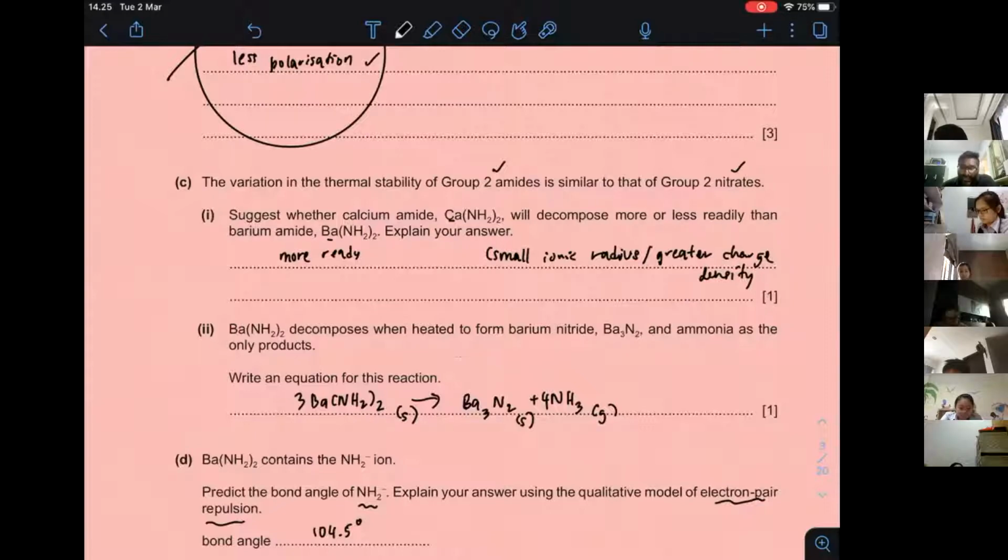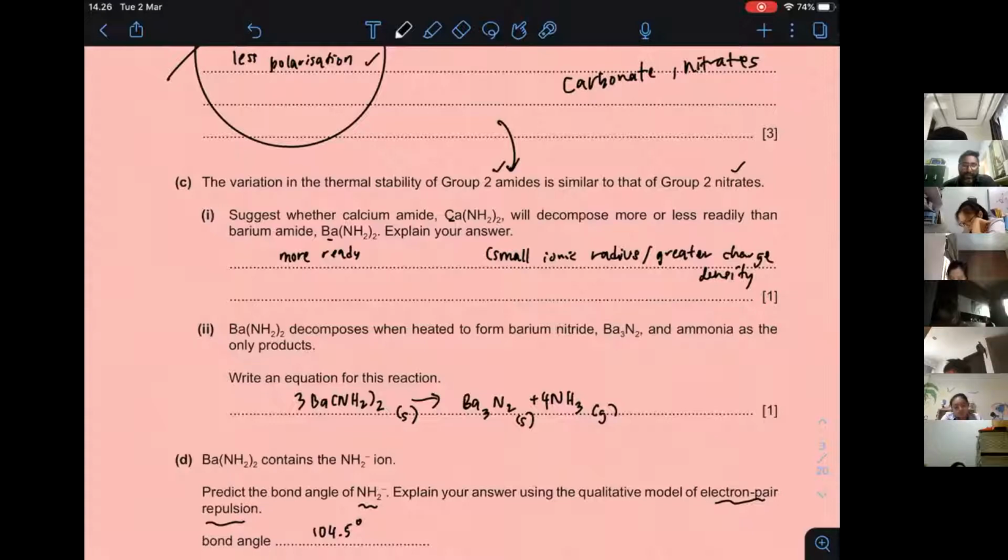So we learn about carbonates, we learn about nitrates. Now they are extending it to amides, but they are telling it's similar. So the moment they say it's going to be similar, they're telling you to use the same knowledge that you have and relate it to this. So suggest whether calcium amide will decompose more or less readily than barium amide.